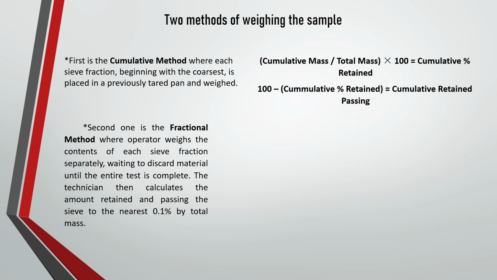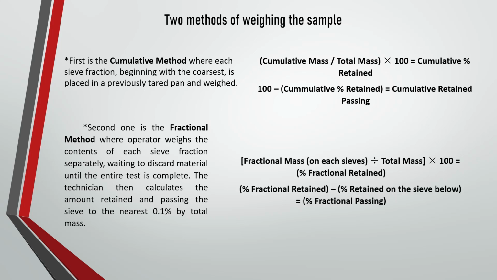The technician also calculates the amount retained and the passing of the sieve to the nearest 0.1% by the total mass. On the other hand, the fractional method is to divide the mass retained on each sieve by the total and multiply by 100 to calculate percent retained, and then calculate percent passing by subtracting the percent retained on the sieve listed beneath.